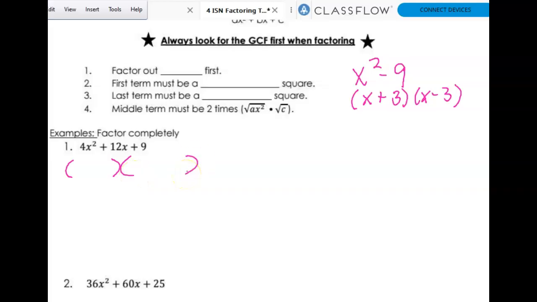What's the square root of 4? 2. So I'm going to put a 2 and a 2. The next thing I'm going to do is I'm going to break apart my x squared. So I'm going to have an x and an x. We make half and half. Next, what's the square root of 9? 3. Y'all, these are both positive, correct? Then both of these are plus. And let's see if it worked. 3 times 2 is 6. 3 times 2 is 6. 6 plus 6 is 12. So we're good. Okay? So let's look at the next one.